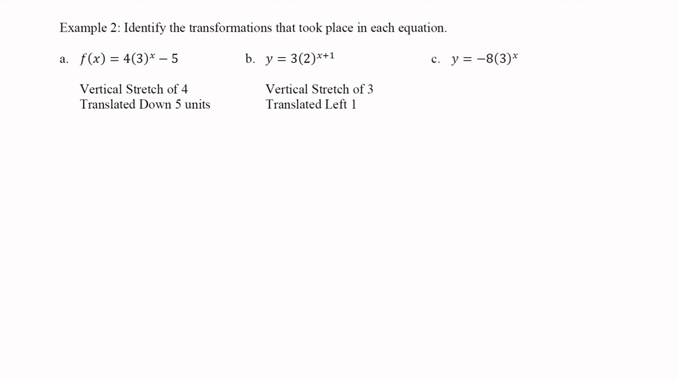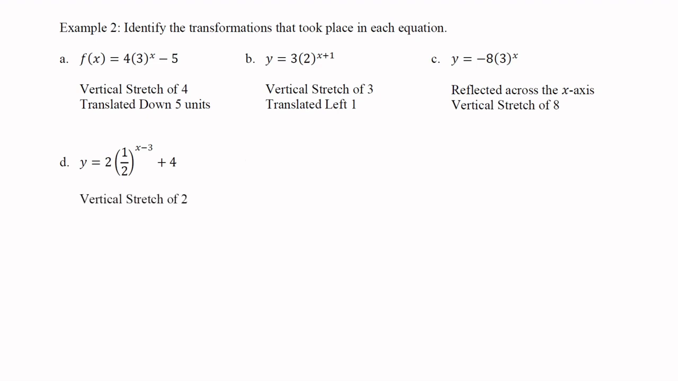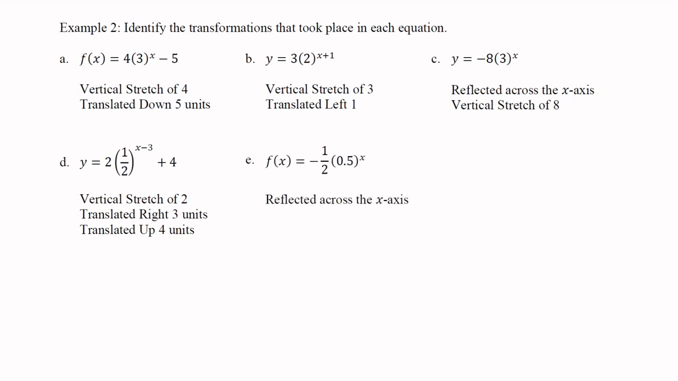For this one, we have a minus out in front, so we have reflected across the x-axis. We have a vertical stretch of 8. For D, we have a 2 out in front, so we have stretched by 2. We have a minus 3 in the exponent, so we have translated right 3 units, and a plus 4 on the end tells us we have translated up 4 units. The negative out in front tells us that we're reflected across the x-axis. The 1/2 tells us that we are compressed by 1/2, and there are no other transformations on this one. And then finally for f, the 6 out in front tells us that we are stretched by 6, and that is the only transformation that occurs.